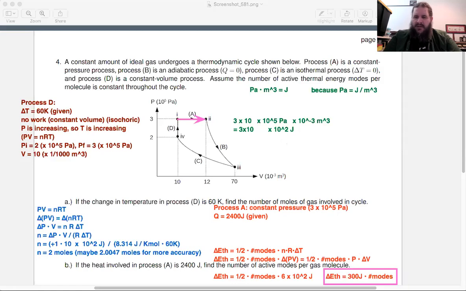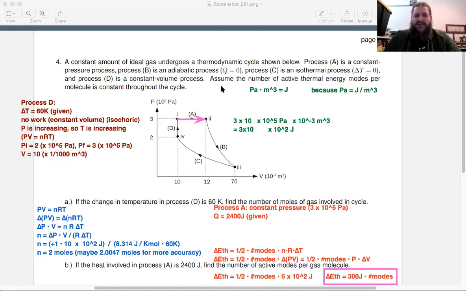So the n actually gets bundled into the pressure times volume, because nR delta T is equal to delta PV. So the n is included in delta PV. And this is actually one of the really nice things about making that substitution. By writing delta E thermal as half the number of modes times delta PV, we don't need to worry about the ideal gas constant. We don't need to know what the temperature is. We don't even need to know how much of the gas there is. All we need to know is the pressure and volume at the beginning and the end. So that's a very convenient substitution.